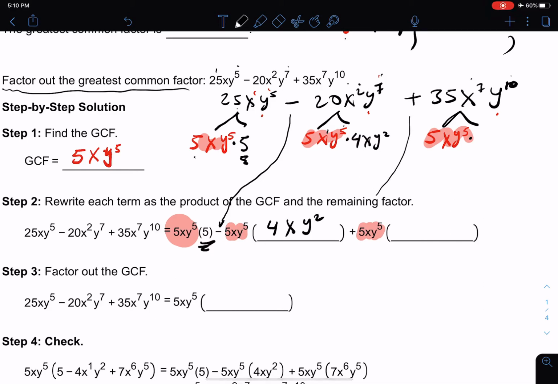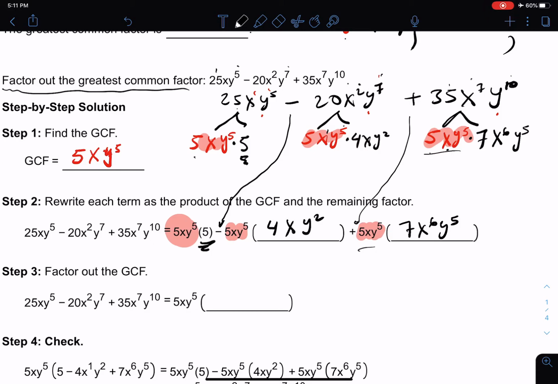Once again, plus, there's this piece, there's this piece. What's remaining? 5 times what gives me 35? That's going to be a 7. X times what gives me x to the 7th? Well, I need x to the 6th. Y to the 5th times, I need another y to the 5th to make y to the 10th. And so these remaining factors must be 7x to the 6th, y to the 5th. Oof, a lot going on there. So 4x, y to the 2nd, and then we have 7x to the 6th, y to the 5th.